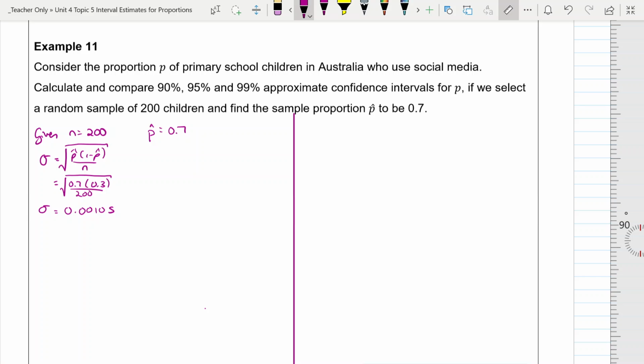0.00105. And what we do know from our previous formulas is that the confidence interval formula is p hat minus z sigma, p hat plus z sigma, and that means we can just work that out, can't we? Because we know for a 90% confidence interval, z equals 1.64.